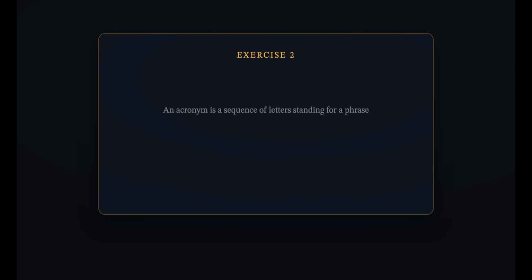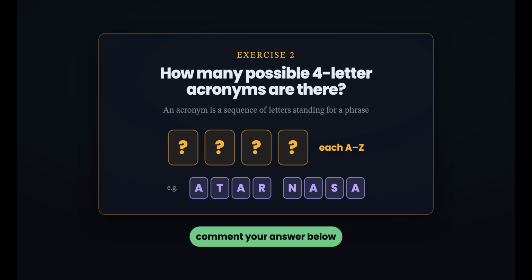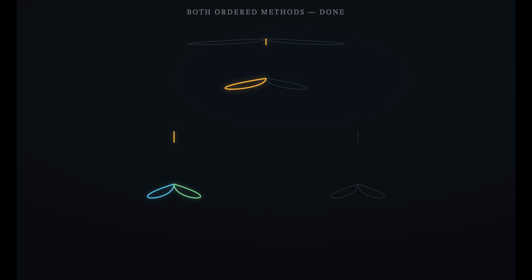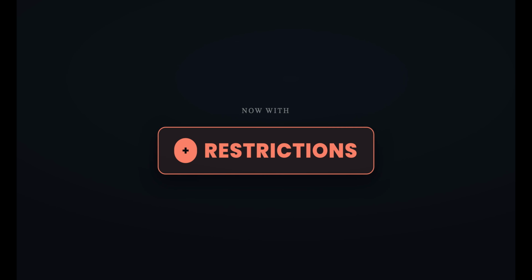Acronyms are sequences of letters that stand for a phrase. How many possible 4-letter acronyms are there? Comment your answer below. Now you know how to handle these two parts of the flowchart, both the long method and the short method. Next, let's figure out how to do them with restrictions.